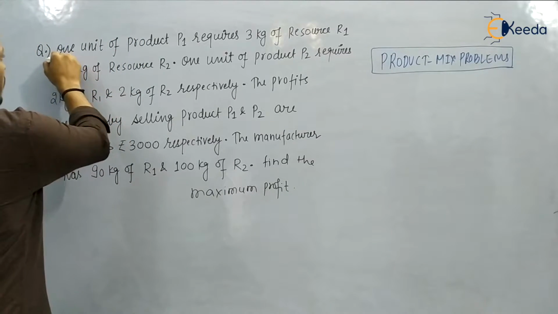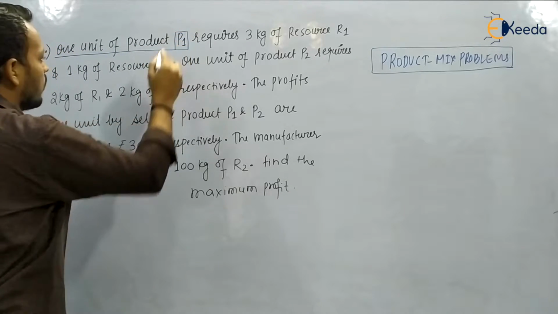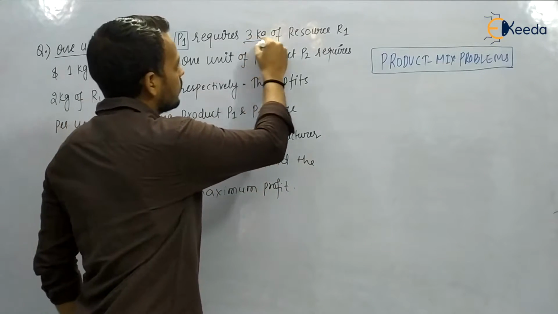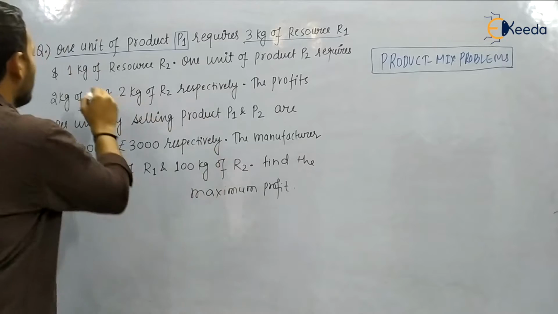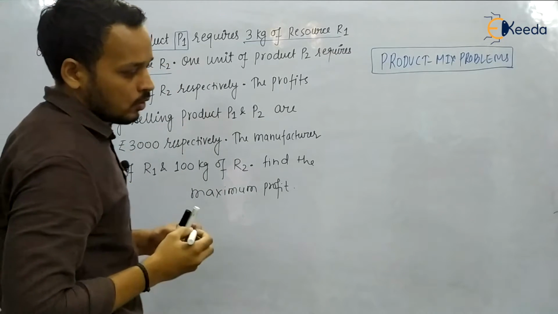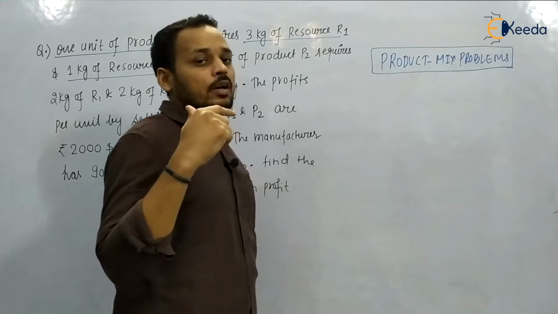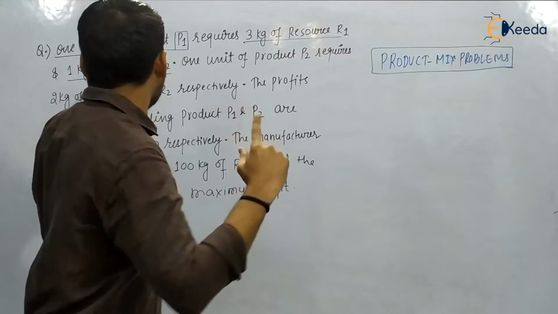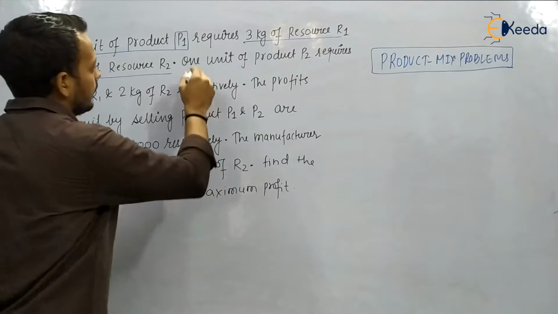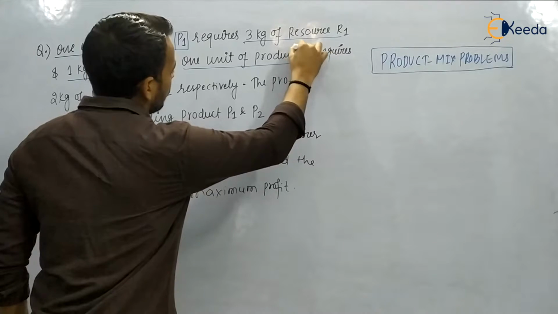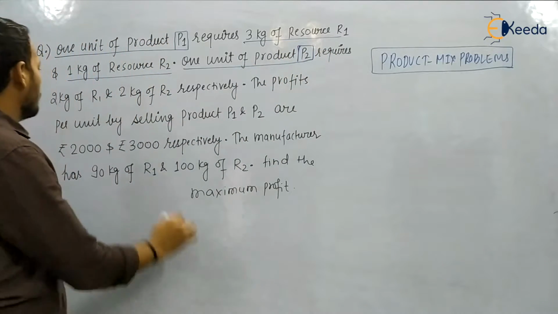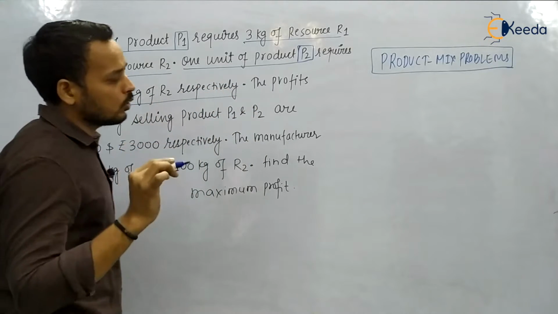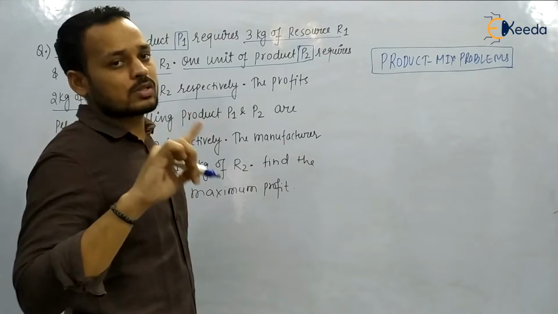It says that 1 unit of product P1 requires 3 kg of resource R1 and 1 kg of resource R2. So to make 1 unit of P1 we require 3 kg of R1 and 1 kg of R2. Another product, P2, requires 2 kg of R1 and 2 kg of R2. So we have two products, P1 and P2, and two resources, R1 and R2.